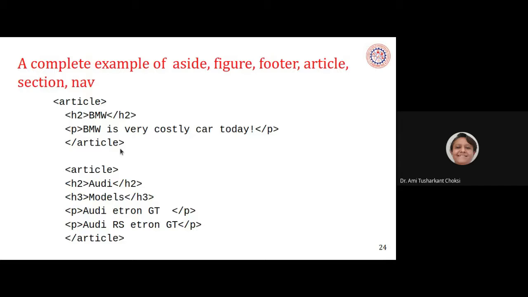You can have article started, article ending. In that, you can write all the things. Now, I want to say that this type of cars are available. Say Audi. For that, I want to say models. Then for models, I want to say that Audi e-tron GT, Audi RS e-tron GT. These are the models of this particular car, right? So that's what I am giving here.